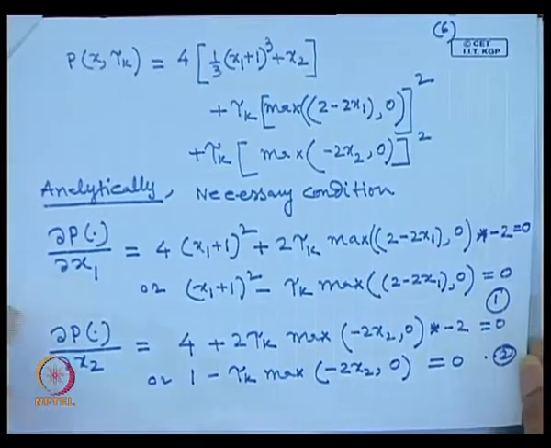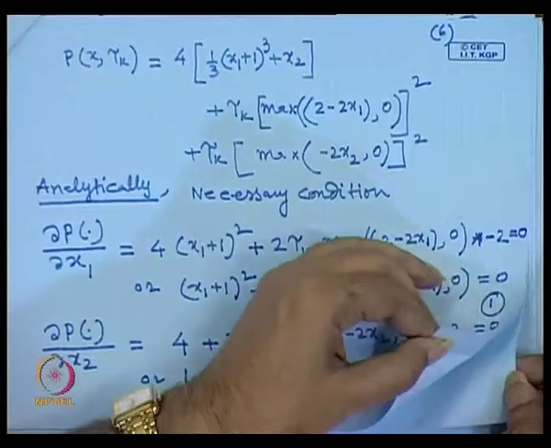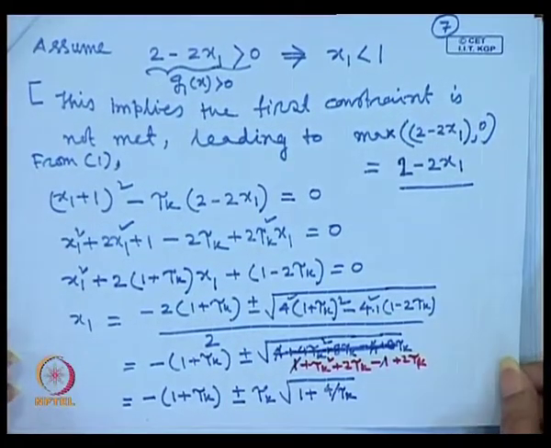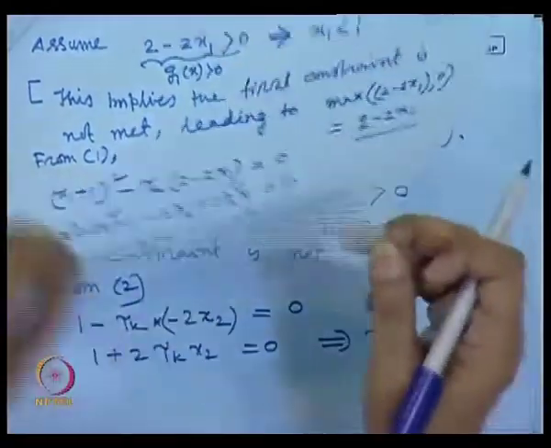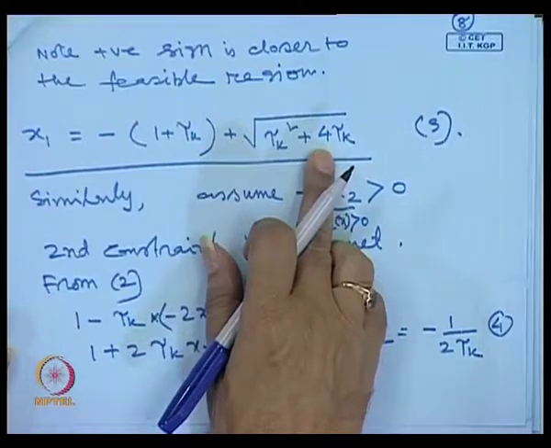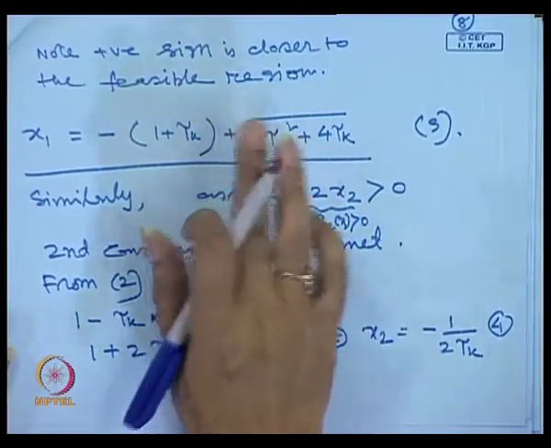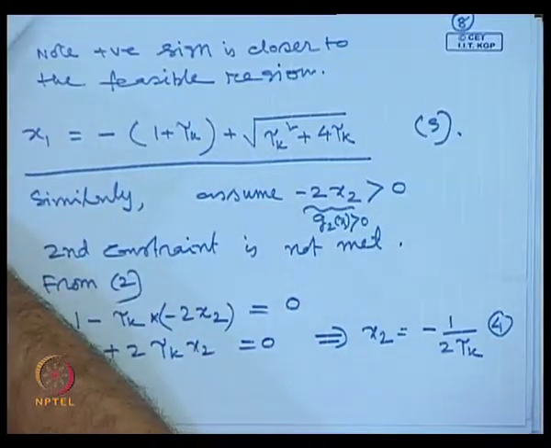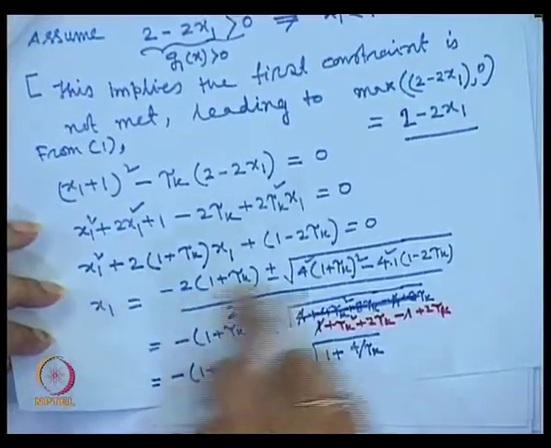Ultimately, after solving, we got the x1 value with this expression. But you have to take the proper sign when finding the roots of this quadratic equation, because x cannot be negative in the feasible region solution. So you have to consider the plus sign, where this plus this term is greater than this one, as we explained last class.